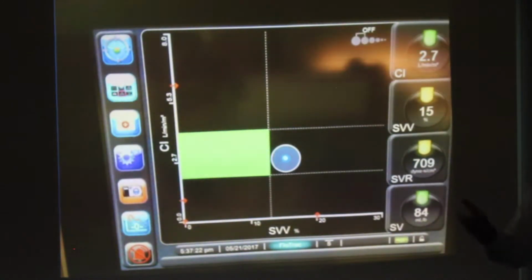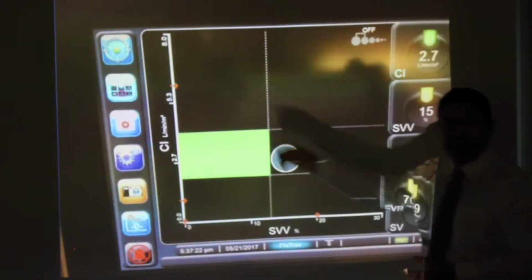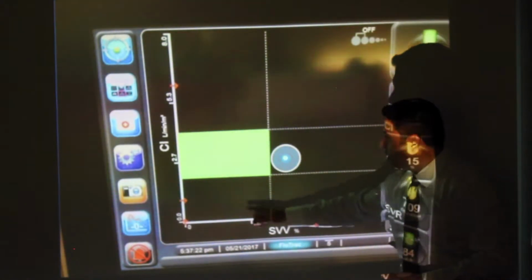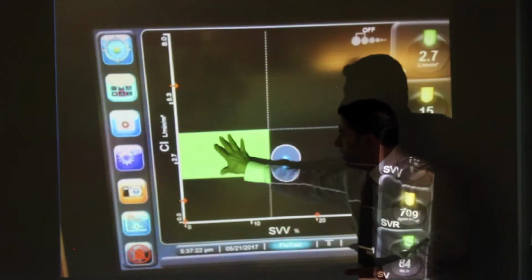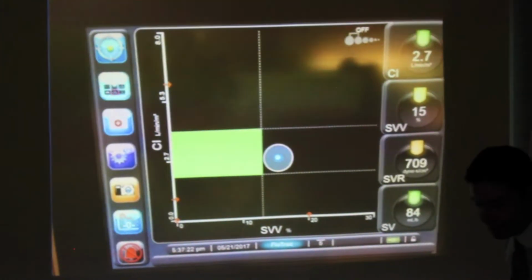I think this is something important, because as I showed you, we have to have good dynamic tools to assess volume response in those patients. It also gives you graphics: stroke volume variation, cardiac index. You can see stroke volume variation goes down, cardiac index goes up. You need to be in this zone here. If you're outside the zone, it means you're not there yet.